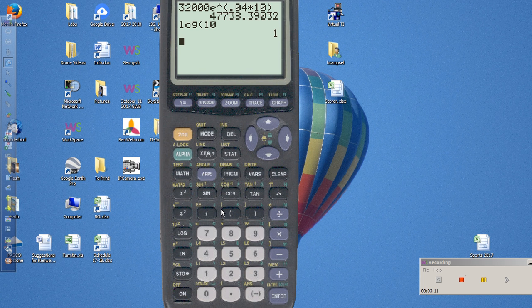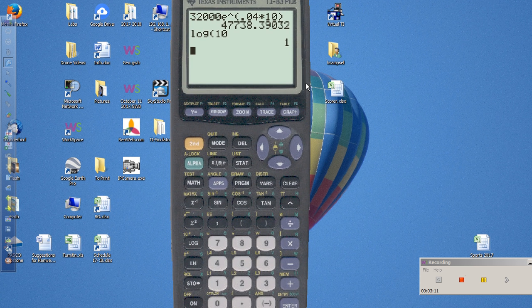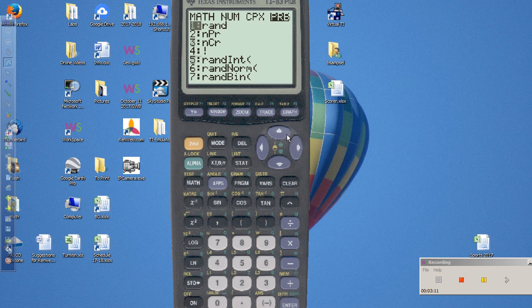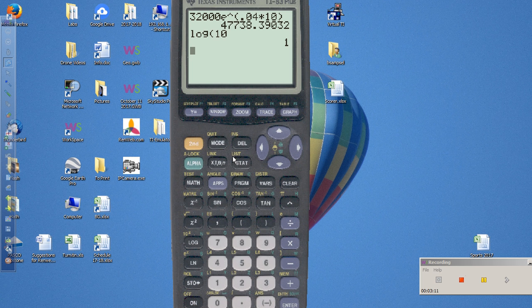Some of your calculators are able to change the base. If you have an 84, I believe you can go into your math menu and find it. The 83, I don't believe has it. So the 83 does not do it, the 84 does. The 89 does, if you know how to do it.